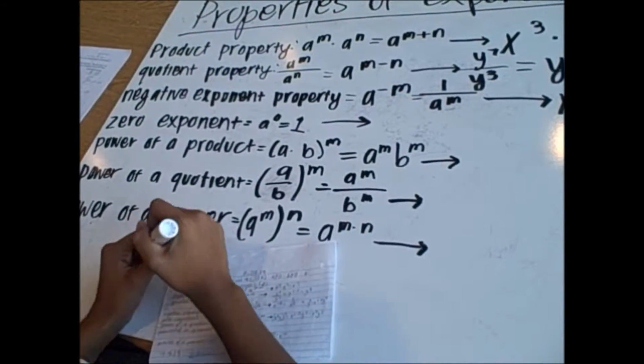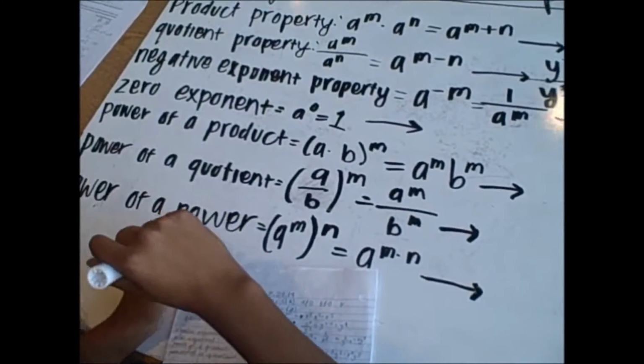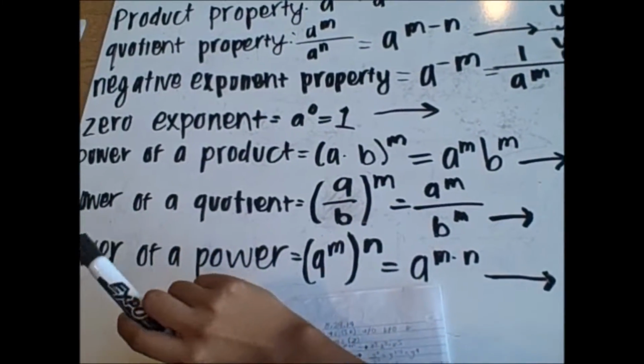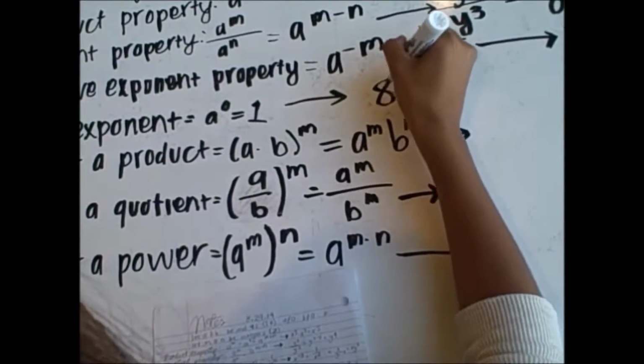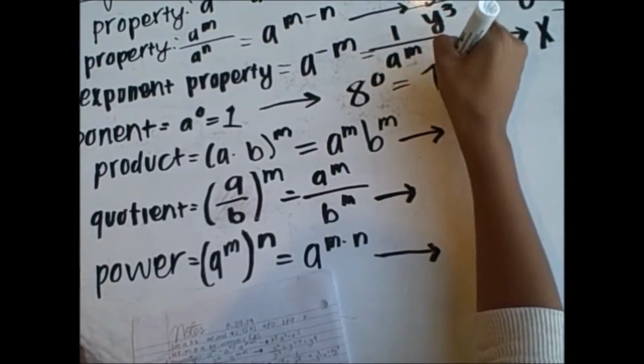For the next property, we have the zero exponent property, and it's any number to the 0 power is always 1. So you could have 8 to the 0 power, and you just have to know that it's going to equal 1.